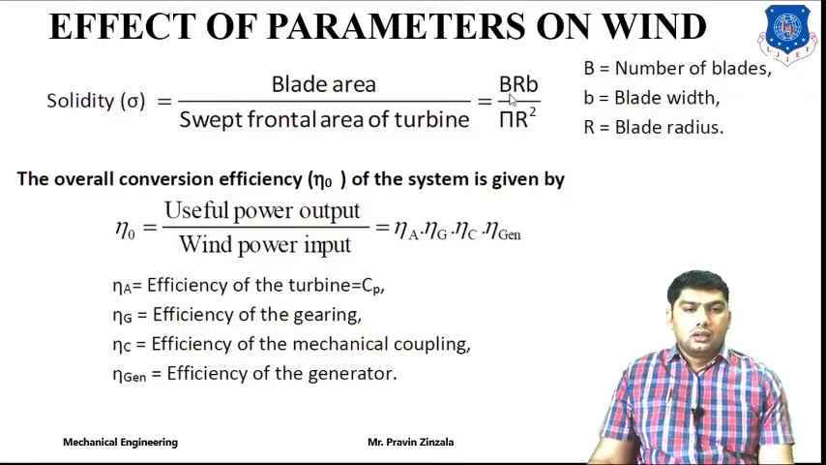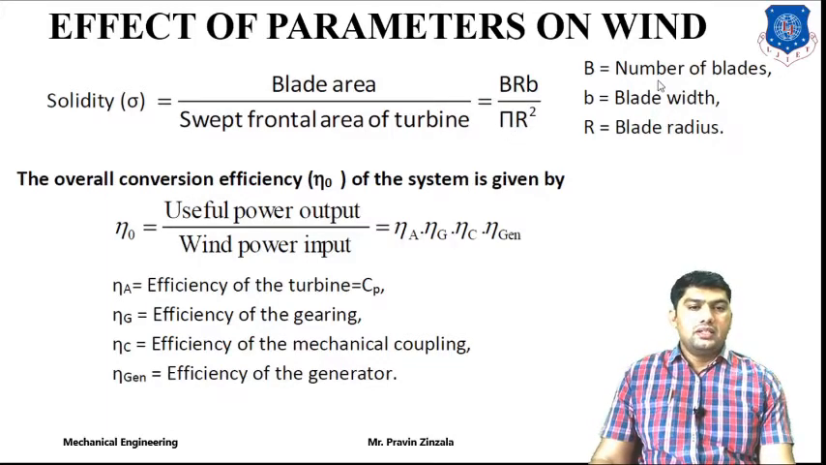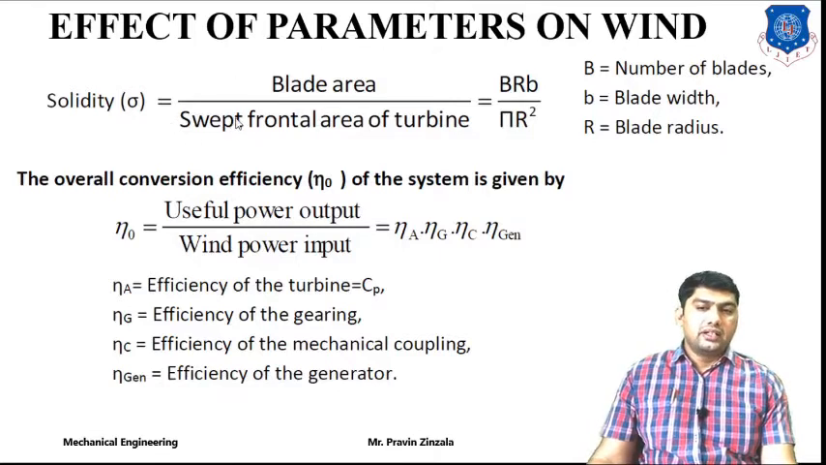Solidity equals B b divided by pi r squared, where B is the number of blades, small b is the blade width, and r is the blade radius. So the solidity is the ratio of blade area to the swept frontal area of the turbine.